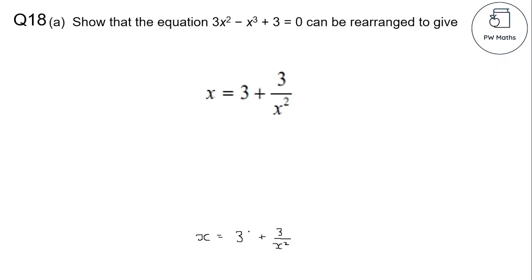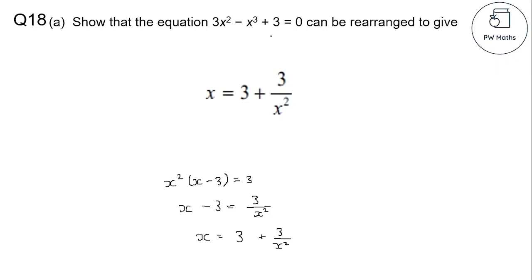The first thing to move, that could move quite easily, is that 3. I won't tell the examiner that I'm doing this. It was a positive 3, so it'll become a negative 3: x minus 3 equals 3 over x squared. Now the x squared's being quite awkward as well. It's dividing at the moment, so let's move it to become a times: x squared times (x minus 3) equals 3. I've written that quite badly; I think that's supposed to be in the brackets.